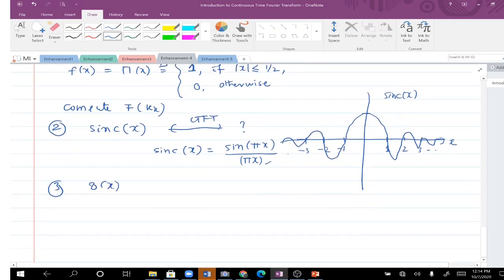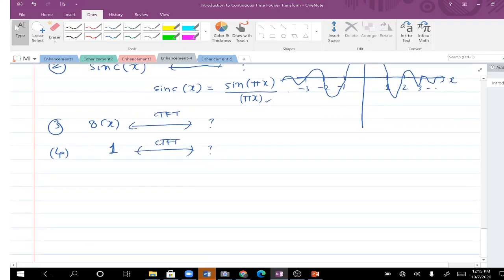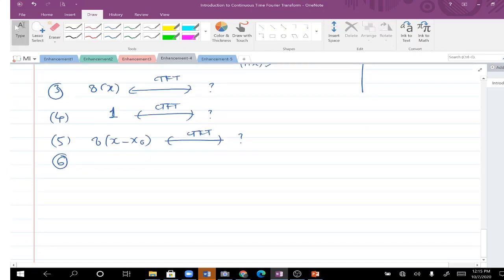Third one, delta of x, what is the CTFT for it? Fourth one, you could use the properties to figure it out as well. 1, what is the CTFT of it? Then you have a shifted impulse, delta of x minus x naught. What would be the CTFT of it? Now the next one, you are multiplying, let's say, 1 with a complex exponential. So then what would be the CTFT of it?